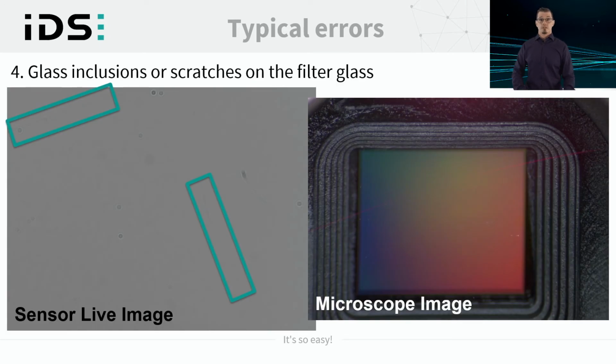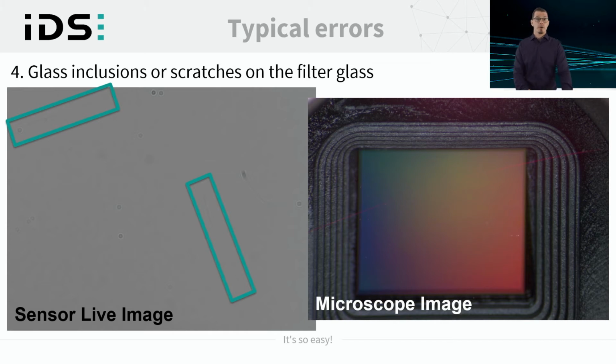Glass inclusions or scratches are also a problem in the filter. The filters of our cameras are very sensitive, so they can also be scratched very easily. The scratches look nearly the same as a coating defect, but they are very difficult to detect.